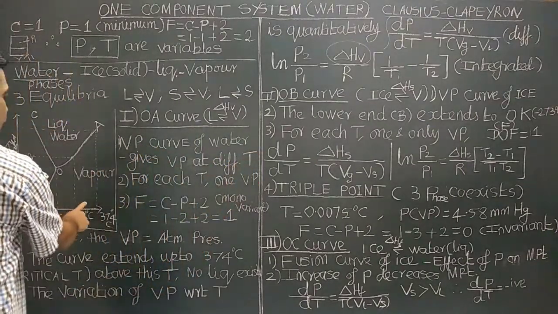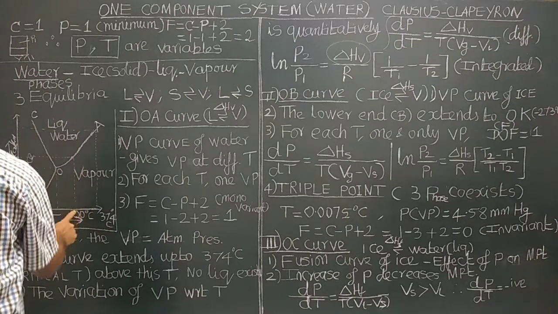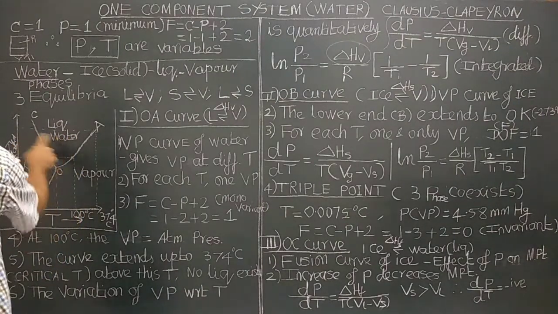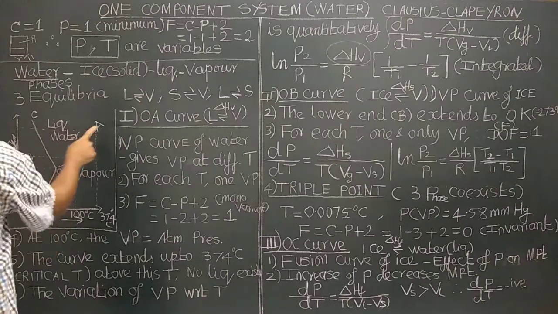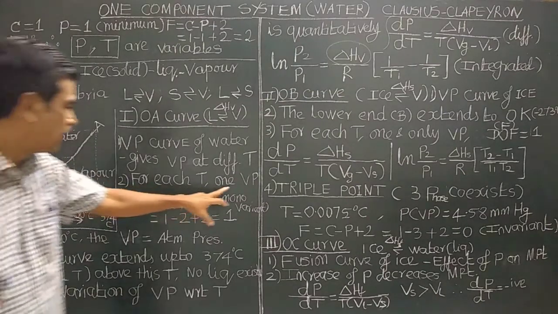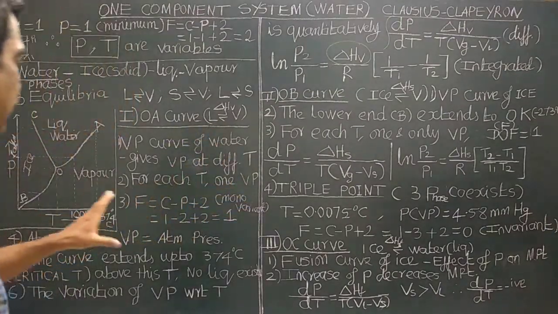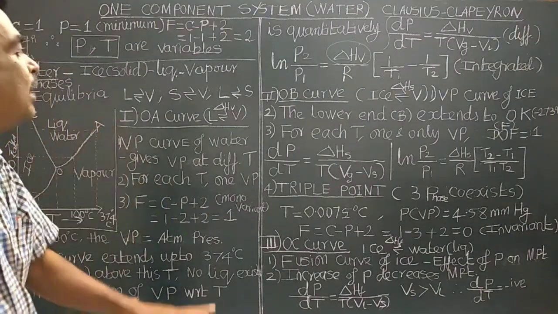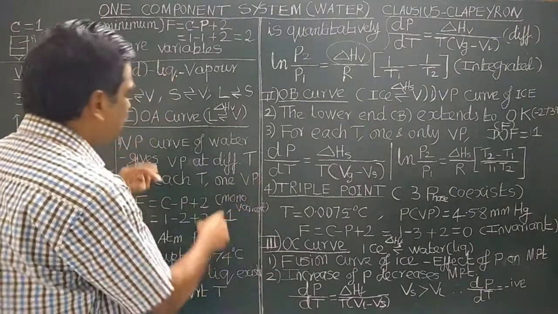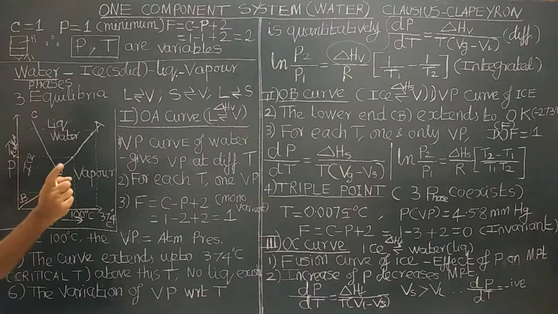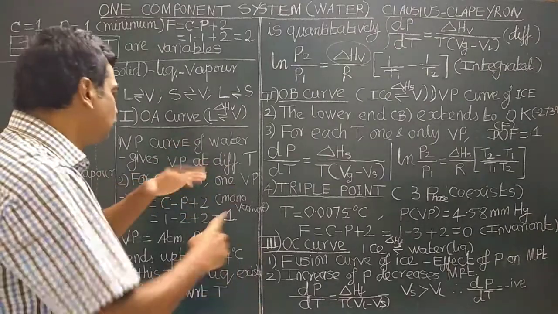It gives the vapor pressure at different temperatures. At different temperature, what is the vapor pressure? So for each temperature, for example, at 100 degrees Celsius, there is one vapor pressure. Listen carefully. For each temperature, there will be one and only one vapor pressure, or vice versa. For one vapor pressure, there will be one temperature. So you can write it both ways.